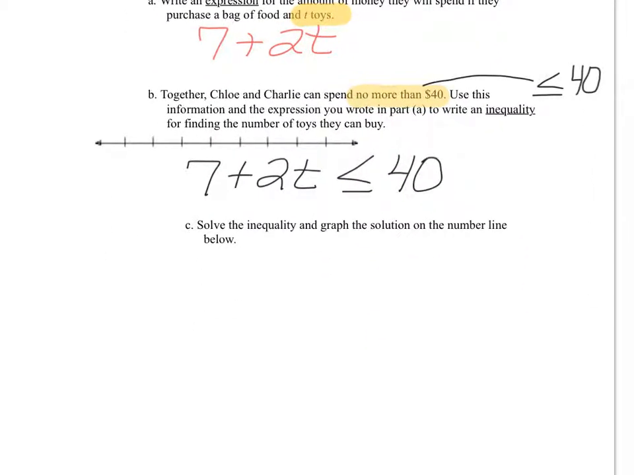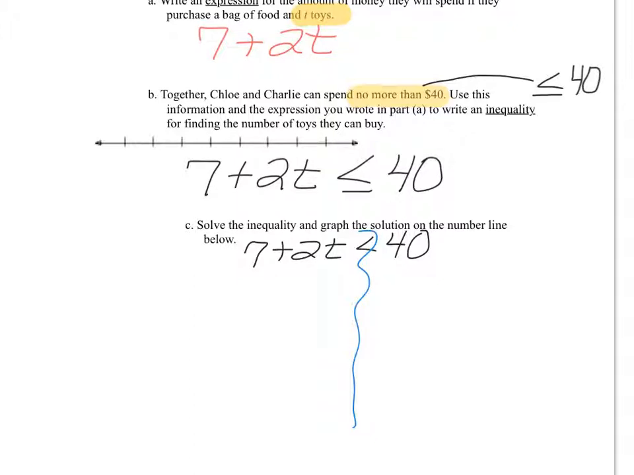Part C is to solve the inequality and then graph the solution on the number line. And for some reason, my number line moved up into part B. Yours is in the right place. Okay, so I'm going to rewrite it down here because I don't like to write over words. I'm going to draw our river, and we're going to start solving.